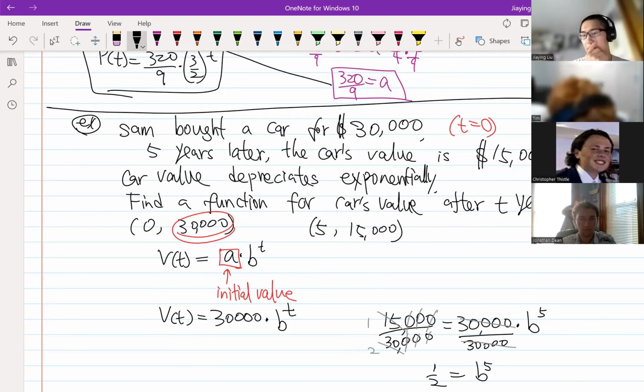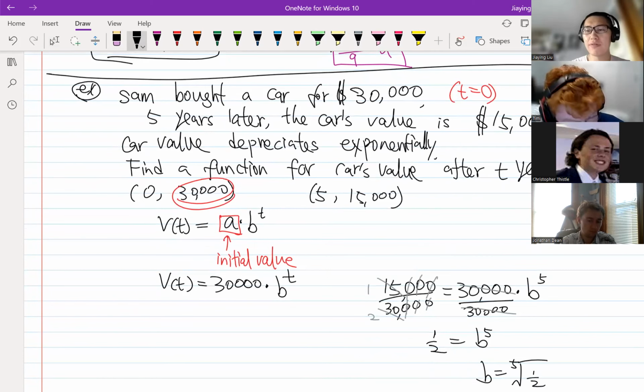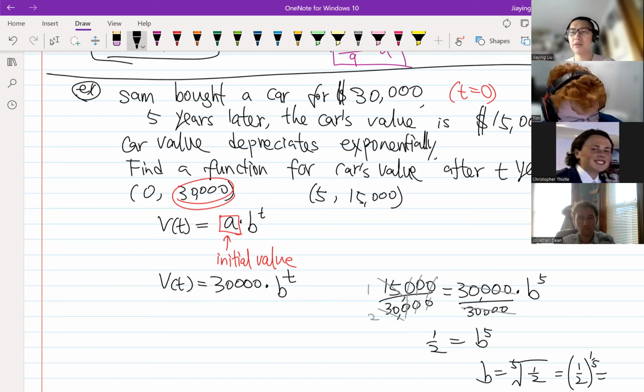And how do we solve for b? To solve for b, we just take the 5th root. So b equals the 5th root of 1/2. I don't know what that is. You can also write it as 1/2 to the 1/5 power, which means 5th root, but that might be confusing for some of you. In that case, just write it as the 5th root of 1/2 and put it in the calculator.